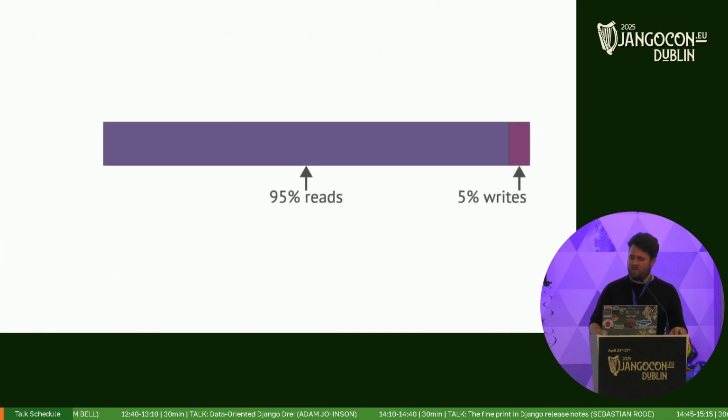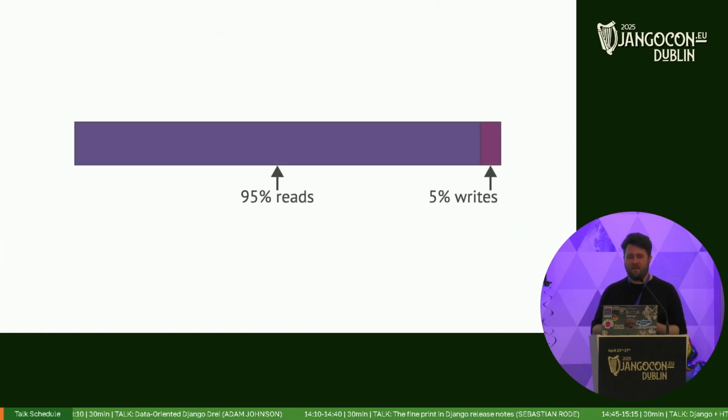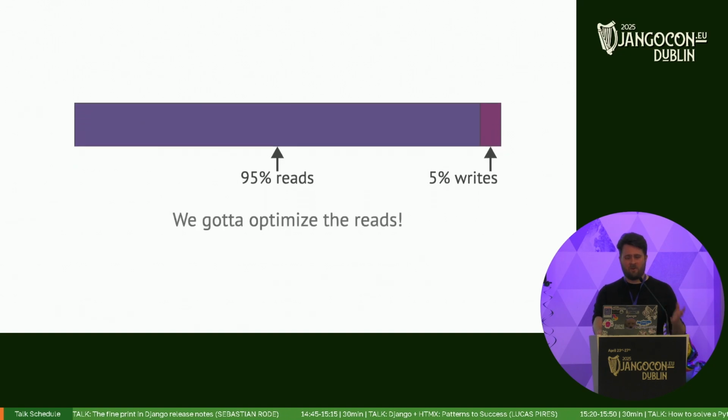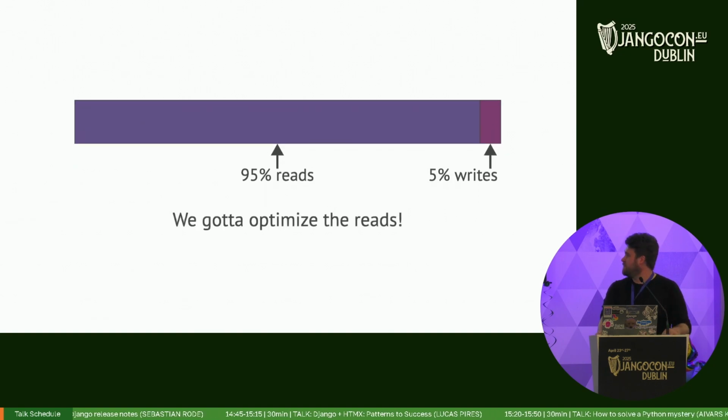Again, another rule of thumb here would be that 95% of the resource consumption, the time spent in databases, is on reads, and 5% is on writes. So we've got to optimize the reads. That's like most of the time in most Django projects.